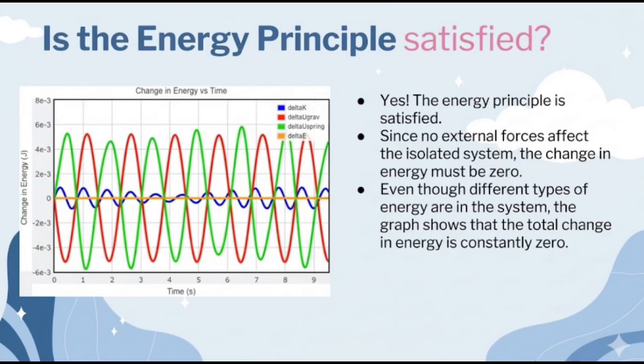So what does it mean? Is the energy principle satisfied? Yes. As shown in the graph, the change in total energy, the orange line, remains at zero throughout the entire simulation, while K, U of G, and U of S fluctuate. Their sum is constant, confirming that energy is conserved. The X period is 1.614 seconds, while the Y data is 1.519 seconds.